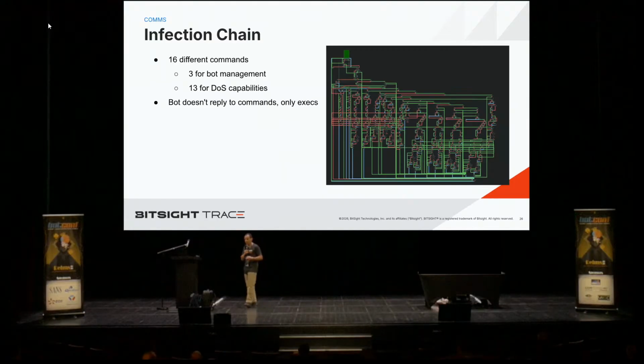So we observed 16 different commands supported, where 3 of them were for bot management, and the other 13 were for DOS capabilities. One interesting thing is no command requires a reply. So the bot will only parse the commands, and then continue on with the loop. You can see on the right the function that's handling the parsing of the commands. You can see all the different branches, so it's a very good visual indicator of how it's set up.